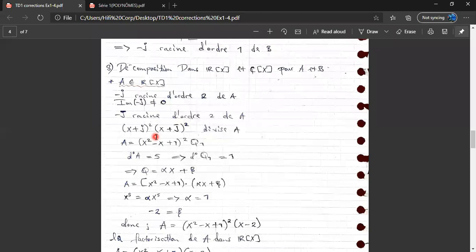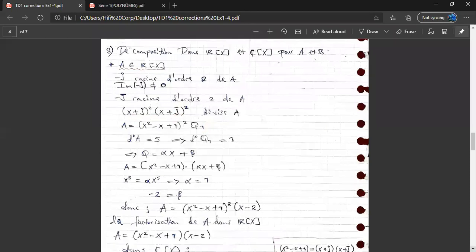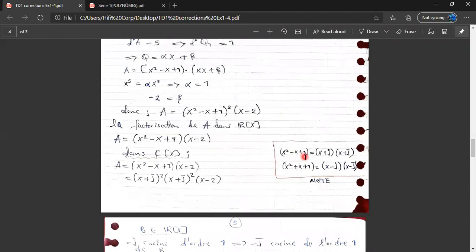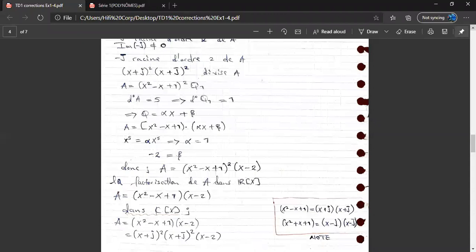So if it has already given us negative j to be its racine, let us write an equation in its complex number, because negative j is an imaginary part. Its racine form will be this. This is its racine form. And we know that x plus j and x plus j bar in real numbers can be written in an identity of x squared minus x plus 1. That is a real part.